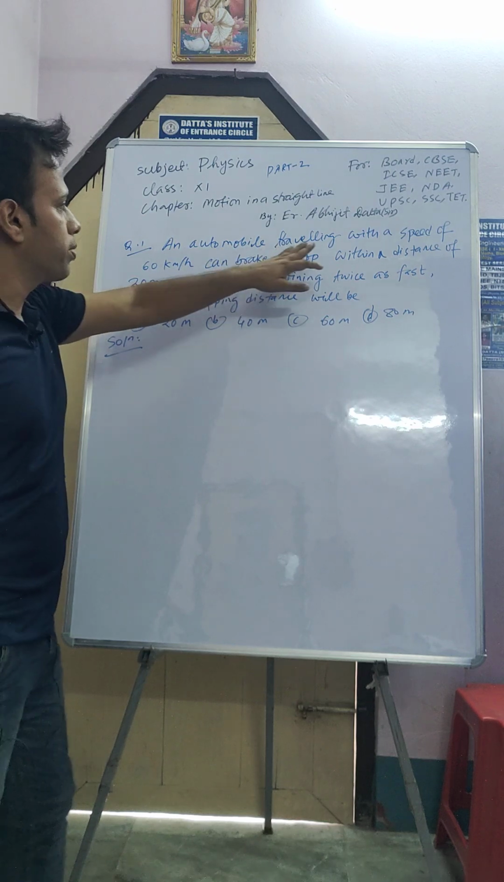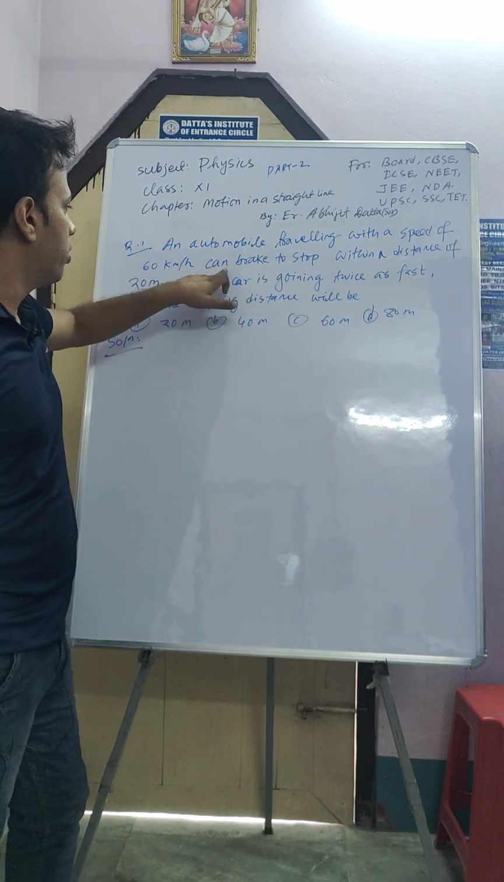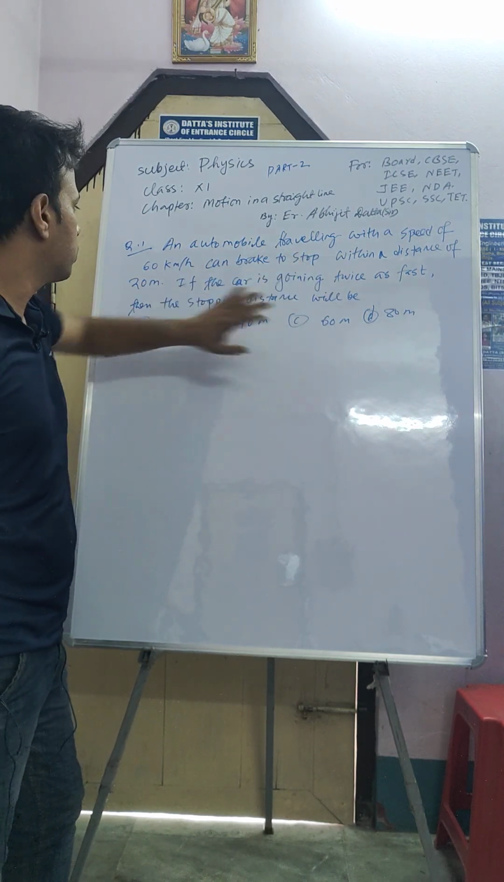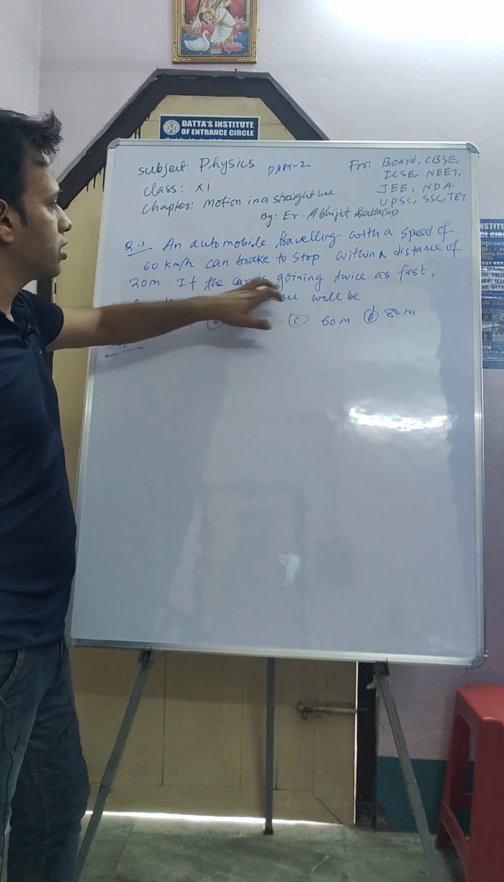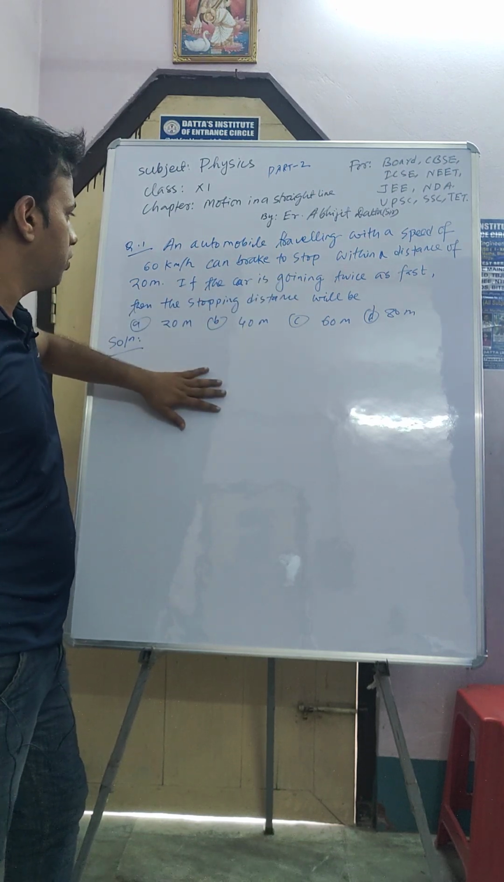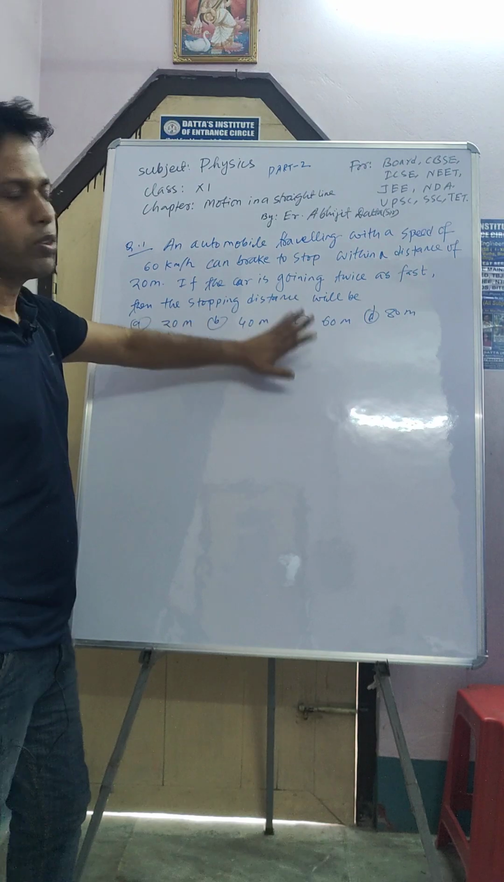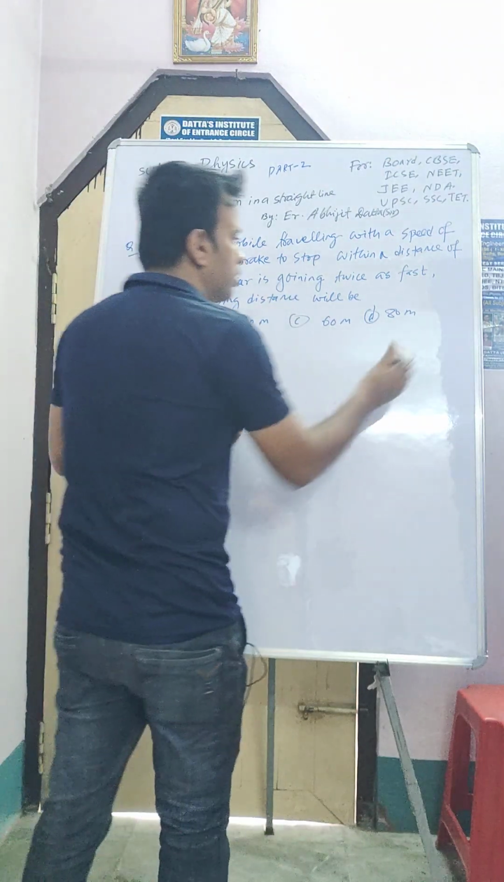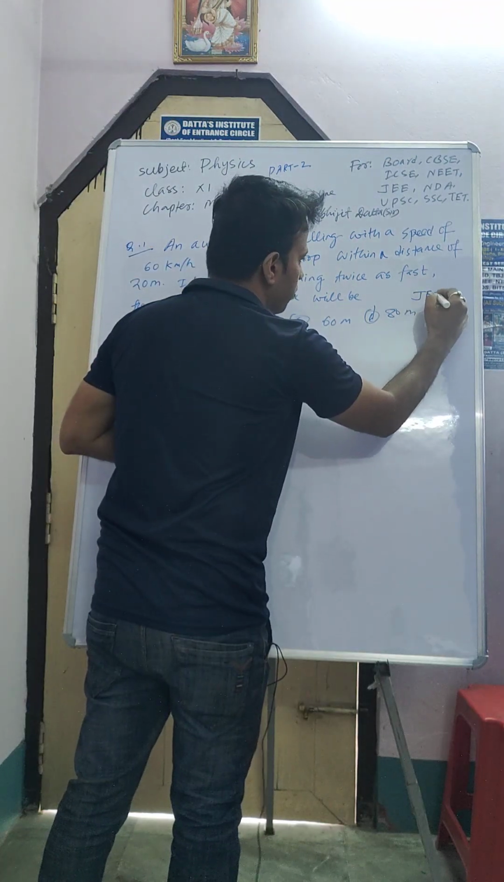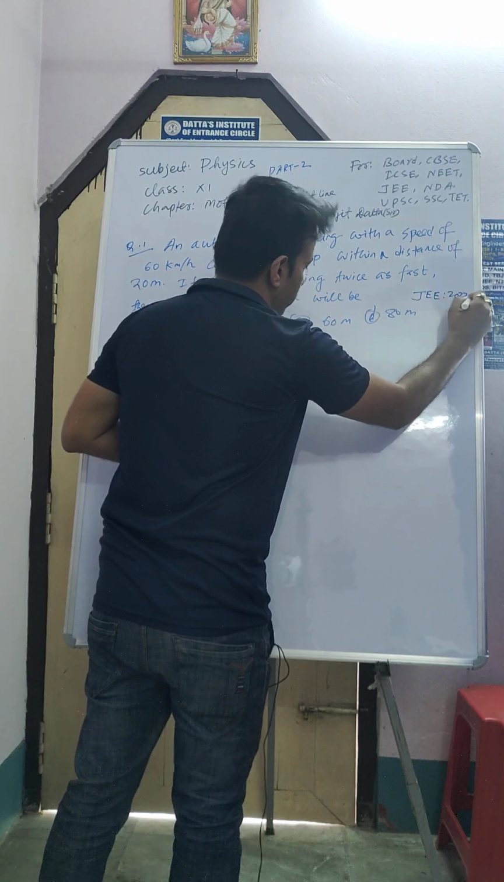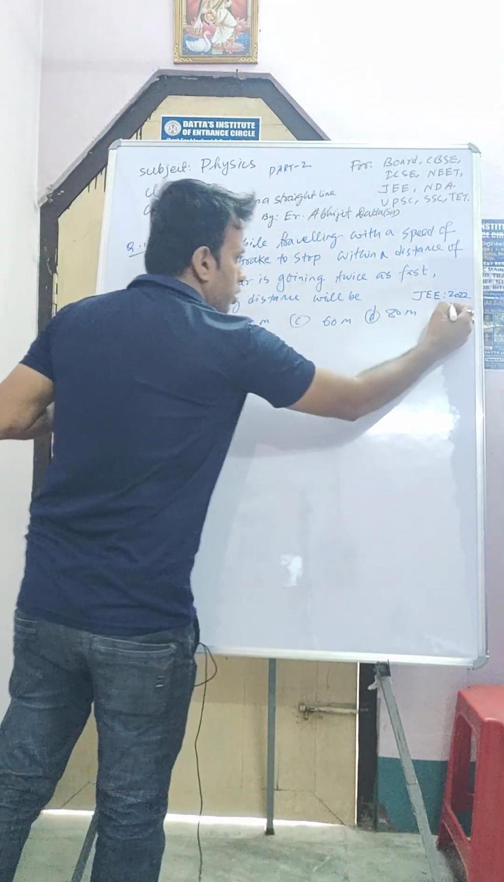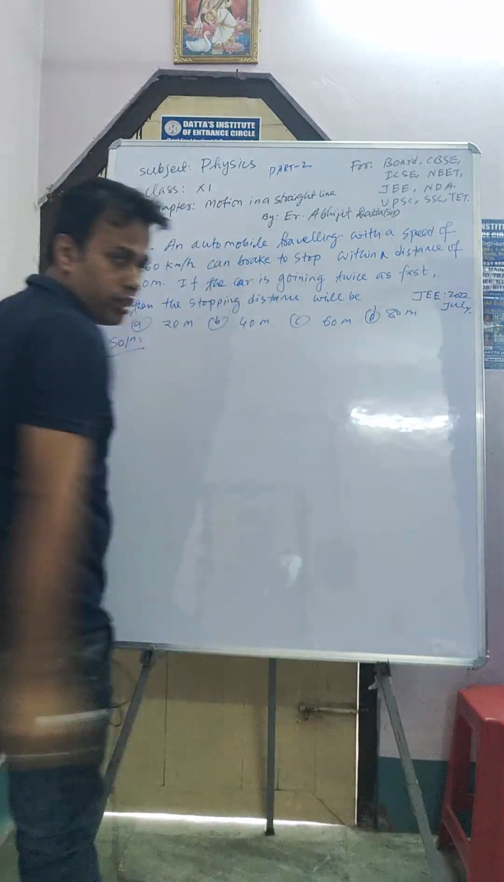An automobile traveling with a speed of 60 km per hour can brake to stop within a distance of 20 meter. If the car is going twice as fast, then the stopping distance will be what? We have to find out. This question came in JEE recently, JEE Main 2022 July.